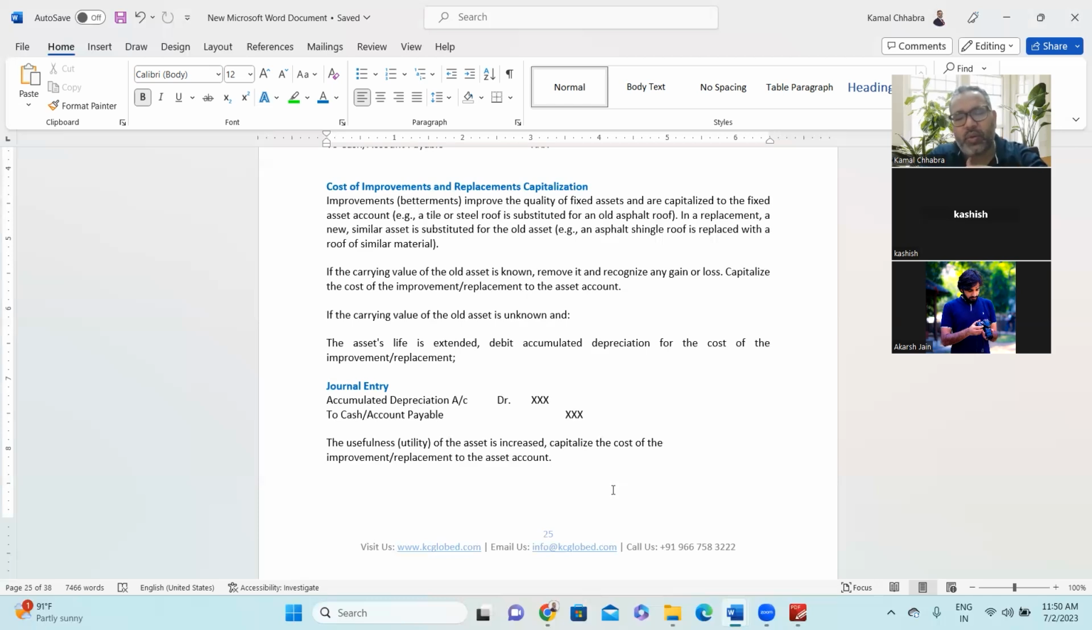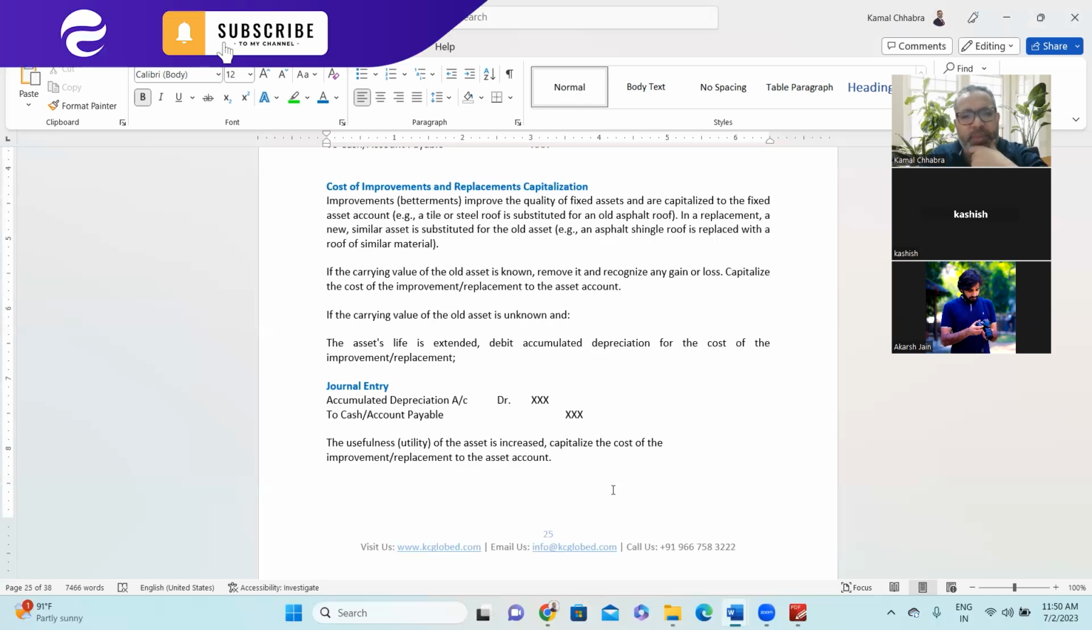So that's the reason those costs can go into the cost of improvement or replacement capitalization. So improvements improve the quality of the fixed assets and are capitalized to the fixed assets account. For example, a tile or a steel roof is substituted for an old asbestos roof, right? If you have just changed the roof, right?